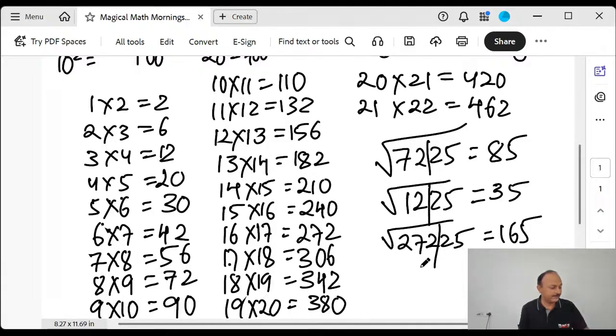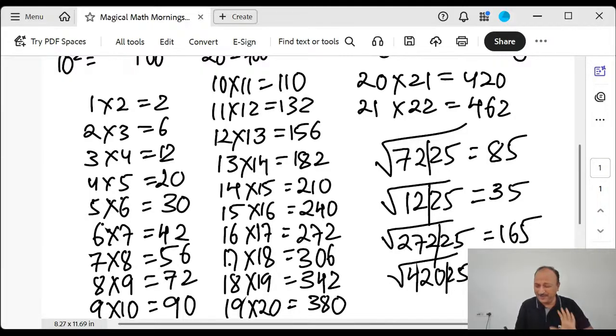Last one, let's take maybe square root of 42025. Express this as a product of two consecutive numbers. This can be expressed as 20 into 21 is 420. Therefore, it is 20 followed by 5, 205.